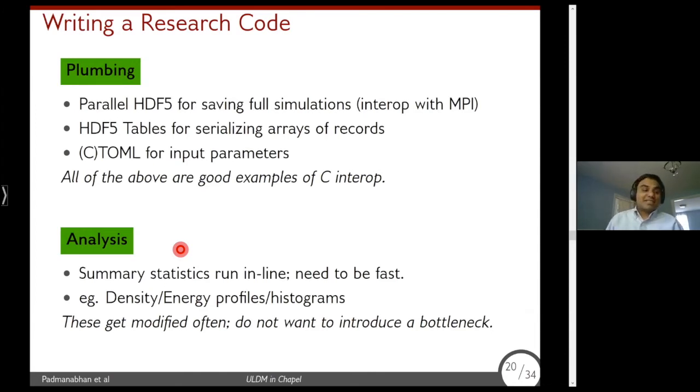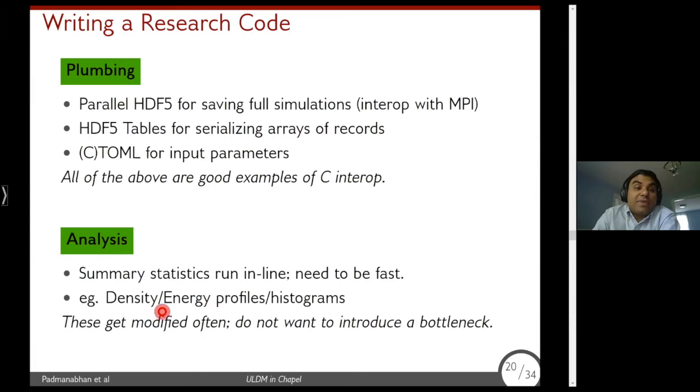There's another set of pieces that you have to deal with when you write up a research code. There's a bunch of plumbing that you have to deal with, and we benefited from a lot of the work that was done, I think, for Arkouda with parallel HDF5. We wrote a version of wrapping HDF5 tables so we could directly serialize arrays of records. And all of these are good examples of benefiting from very good C interoperability, because we were able to use tools that could then be used later down the line for analysis methods.